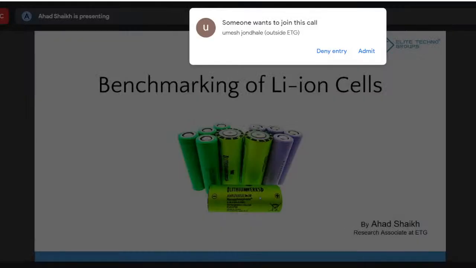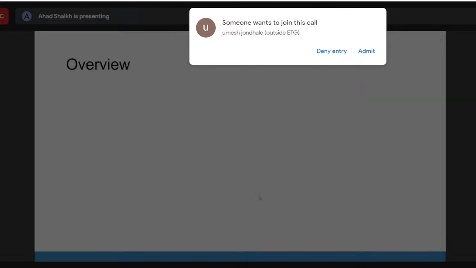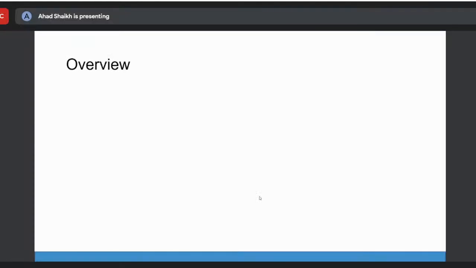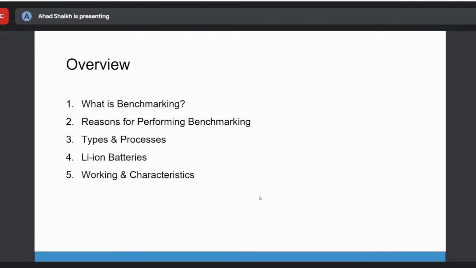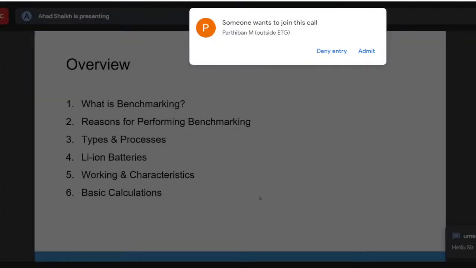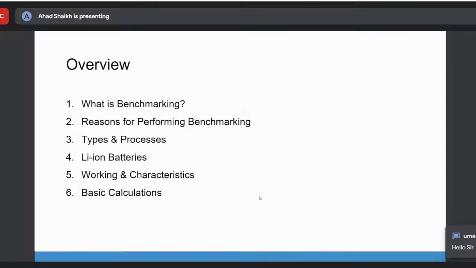So moving ahead, what exactly will we be learning in today's session? First, we will know what benchmarking is, its definition, and some examples. Then we will see why people perform benchmarking, and what its different types are. Then we will talk about lithium-ion batteries, what they are and how they work, then some characteristics of that. We'll perform various basic calculations, and after that we will see the conclusion.